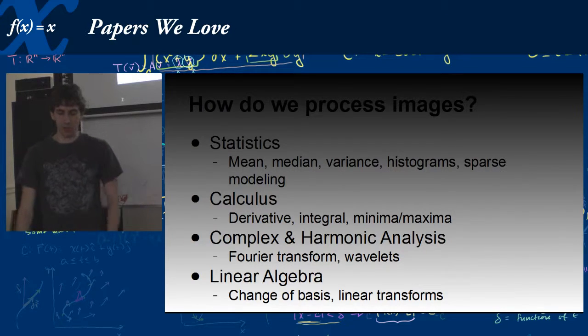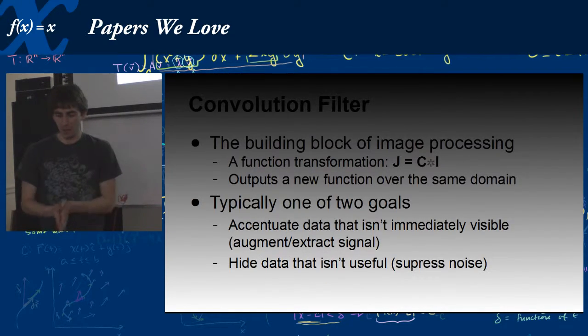And linear algebra: we build things, we rotate them, we shift them, we transform them, all kinds of fun stuff like that. And if it seems like a hodgepodge of a bunch of stuff, it's because it is. There really is no one specific thing to it. You have to draw on all your knowledge to solve these problems, and usually you just fudge it with the best you can. So let's begin with the building block of image processing, which is called a convolution filter.